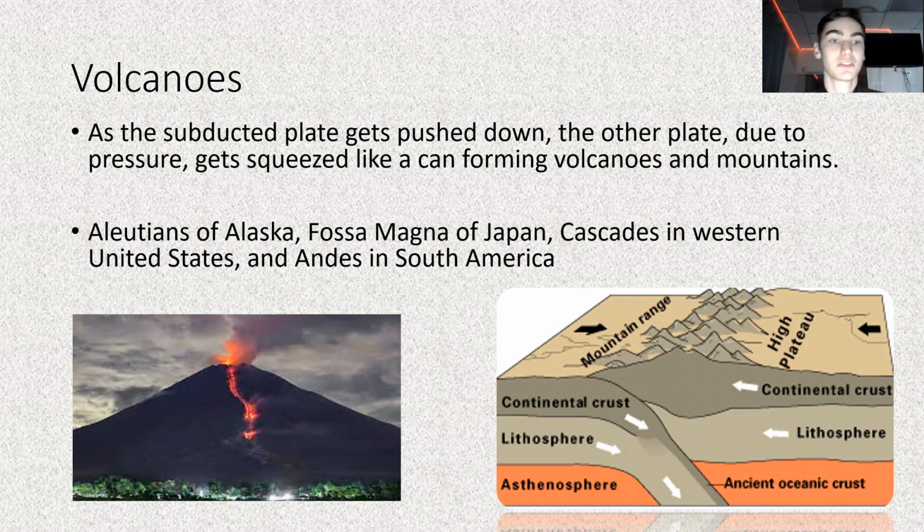Our first natural disaster I will be discussing is volcanoes. So volcanoes are formed in the subduction process where a plate gets pushed down under the other plate. And due to the pressure that is formed, the plate gets squeezed like a can, forming mountains and volcanoes. Examples of locations that have formed volcanoes and mountains are the Aleutians of Alaska, the Fossa Magna of Japan, the Cascades in western United States, and the Andes in South America.